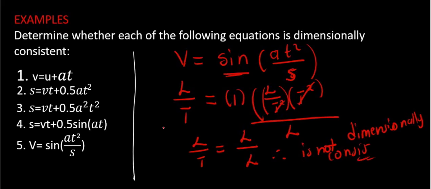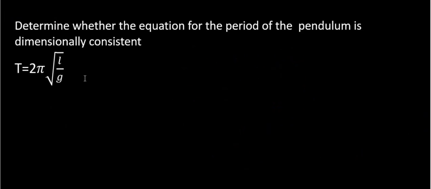That's all. So the main secret is you just need to know what kind of dimensions this physical quantity has. That's all. Then let's go to the other question.